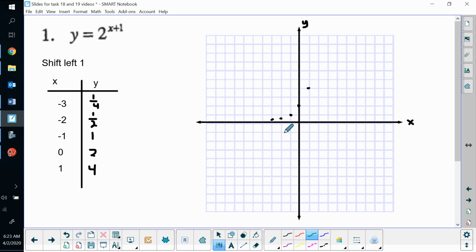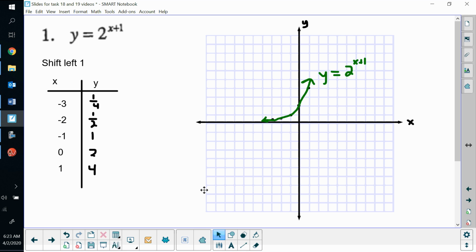Then we're going to draw it in with a nice smooth curve. It should not be going down beyond the x-axis. It just rides along it. And then we will label our equation: y equals 2 raised to the x plus 1. That's what we're going to do for each of these.